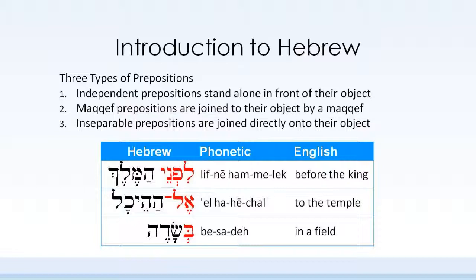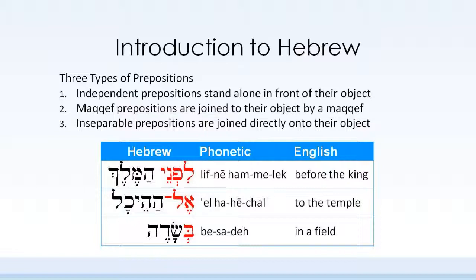The second prepositional phrase is el ha-hekal, to the temple. In this phrase, el is the Hebrew preposition that means to or toward. Ha-hekal is a Hebrew noun that means the temple. This is an example of a makef preposition. Notice the horizontal line that exists between el and ha-hekal, which is called a makef.